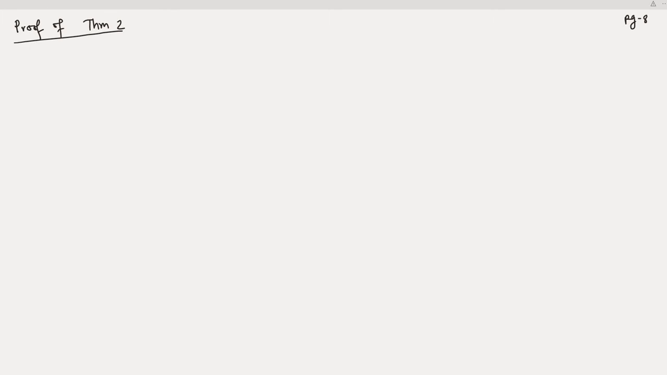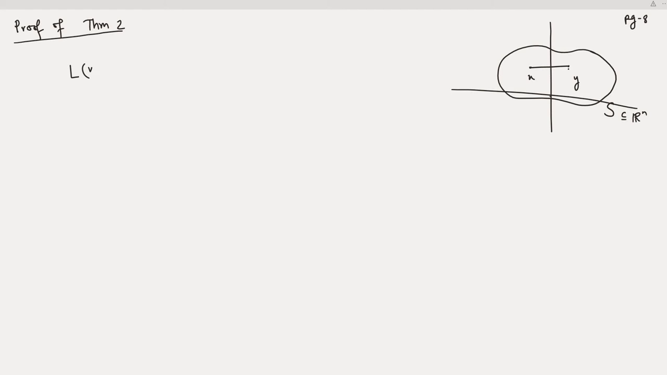Now let us draw a picture of the domain. Suppose this is S, a subset of Rn, and this is the origin maybe. If x is a point here and y is a point here, this is the line segment contained in S, L(x, y). We define u equal to y minus x. Then one can write L(x, y) as x plus t times u, such that 0 is less than or equal to t, less than or equal to 1. And this is a compact subset of Rn contained in the open set S.